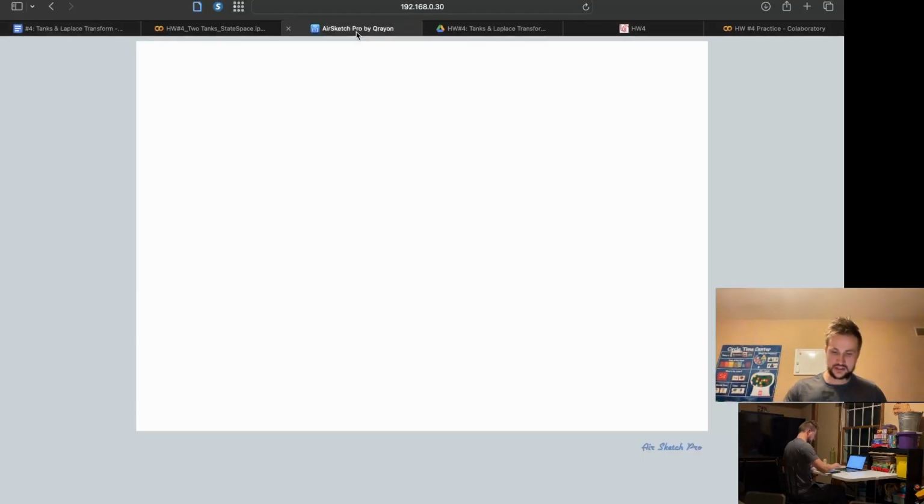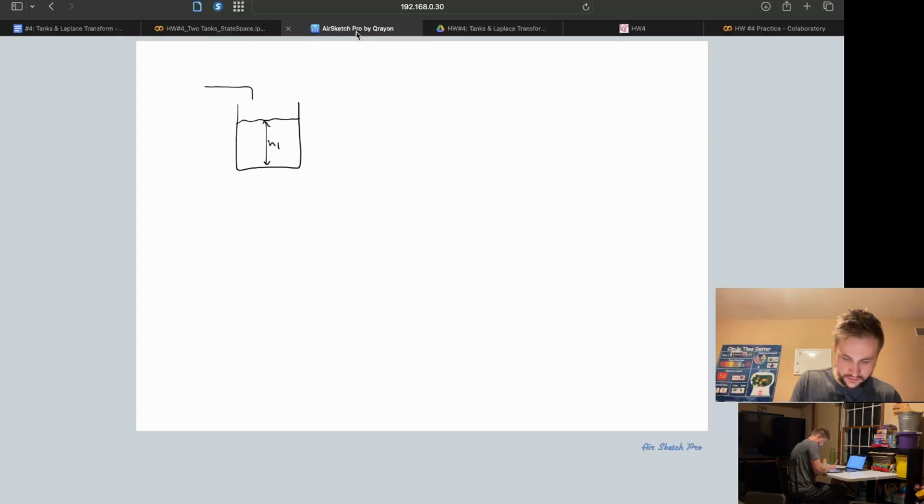So let's sketch out what we just read. We have one tank, tank 1, and we've got its fluid height H1. And as we noted, we have one stream coming in, U1, and another stream coming in, U2.